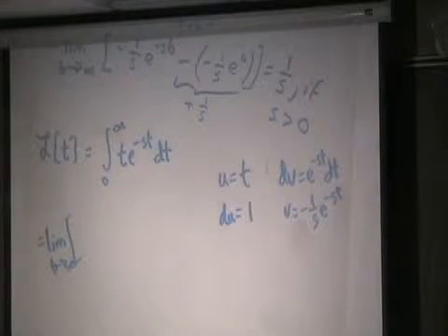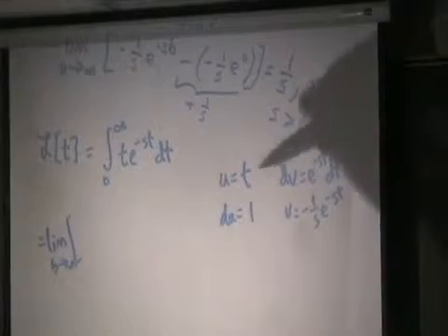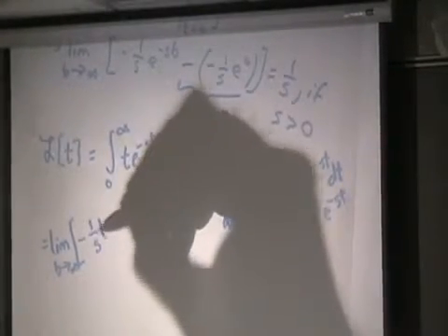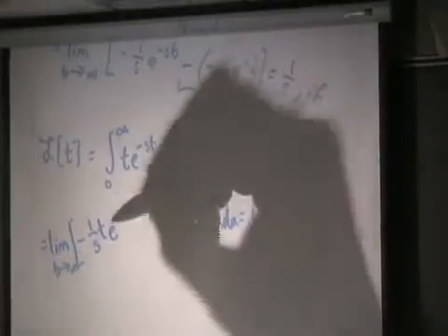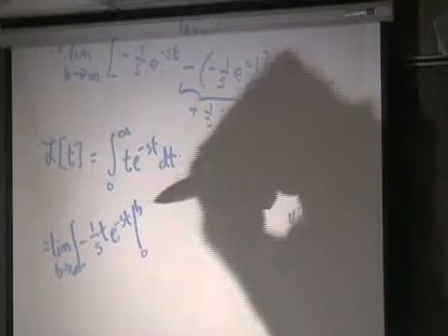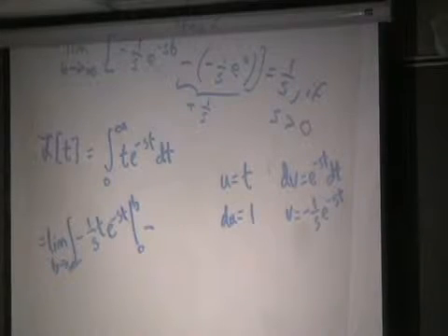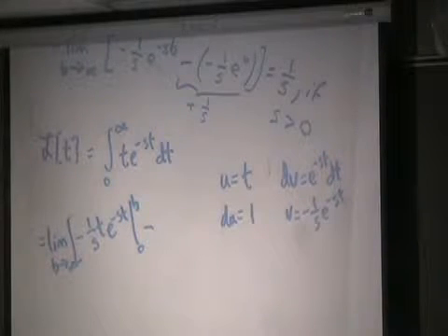But coming back to the problem itself, u times v is negative 1 over s times t e to the negative st. It's going to be evaluated from 0 to b. Then it's minus the integral of v du. I'm sorry my writing is getting slanted here, but that's what happens when I have to be on this side. Minus the integral of v du.